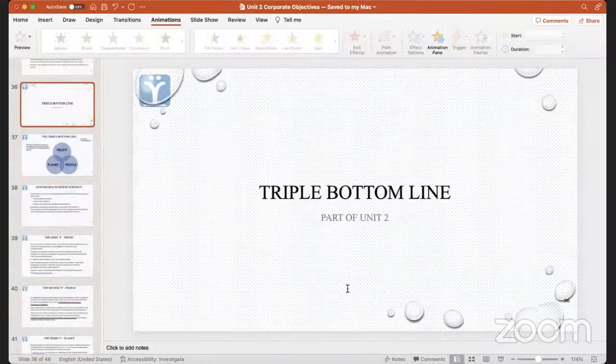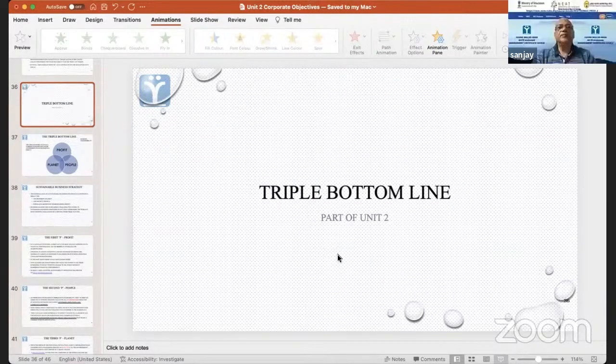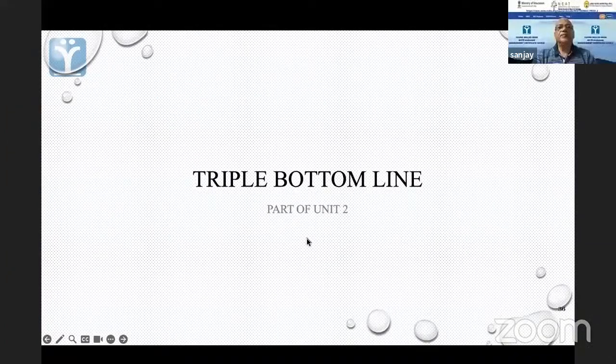Right. Now, today we'll be looking at this concept of a triple bottom line that will wind up that particular section on corporate objective, and then we'll move on to techniques of capital budgeting.